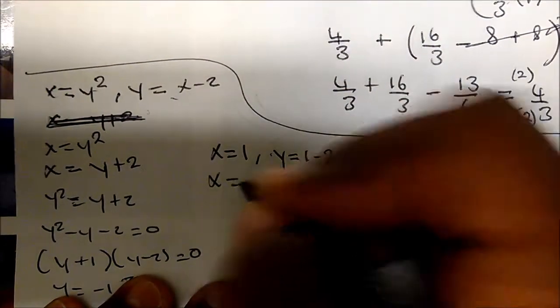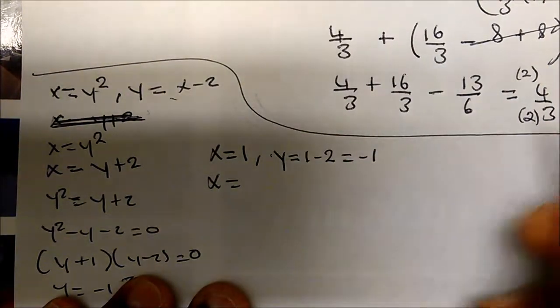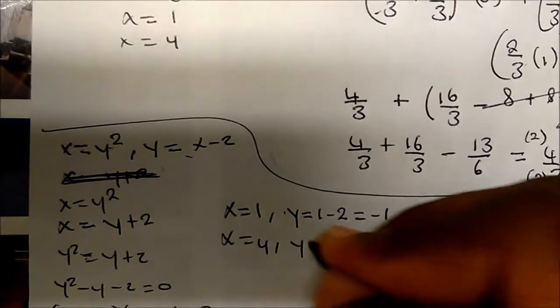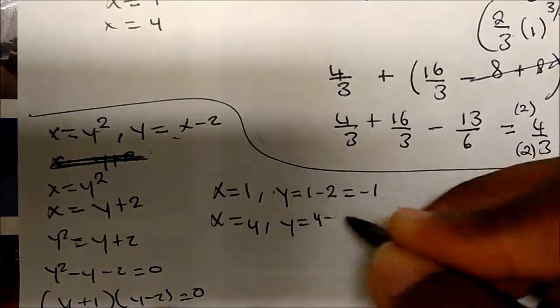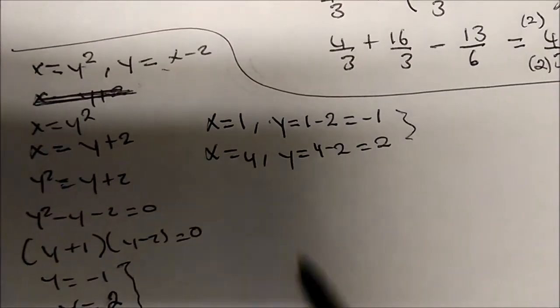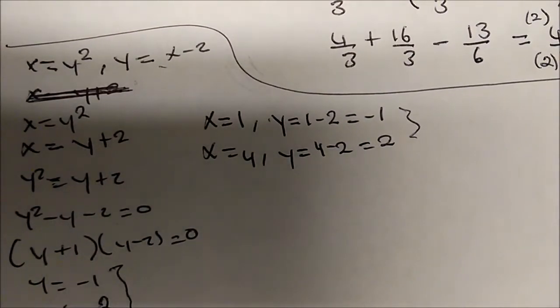And then we say, okay, well, if x is equal to the other x value found, which was 4, then y is equal to 4 minus 2, and that will be 2. So the limits of integration are the same here. I just did a long way of solving, but that's the easy way.